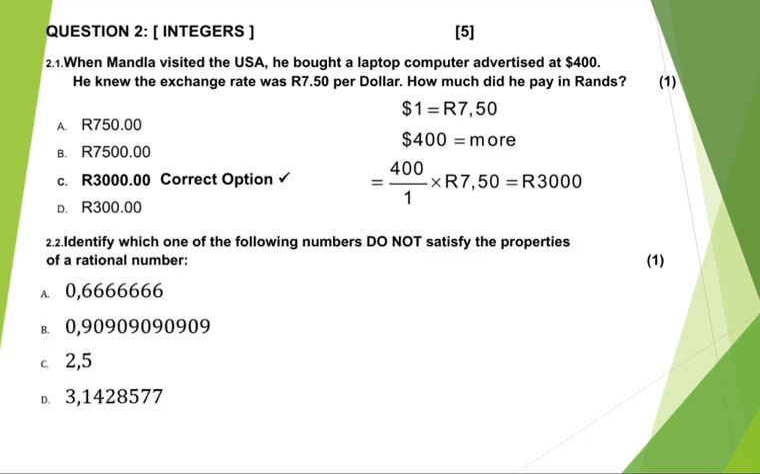We move on to identify which of the following numbers do not satisfy the properties of a rational number? A, that's a rational number, recurring decimal. B, also a recurring decimal. Then C, a terminating decimal. Then D, a non-terminating decimal. So therefore, the correct answer is D.